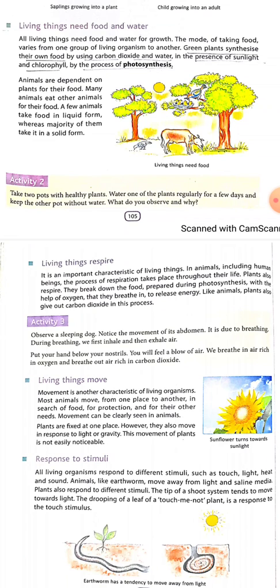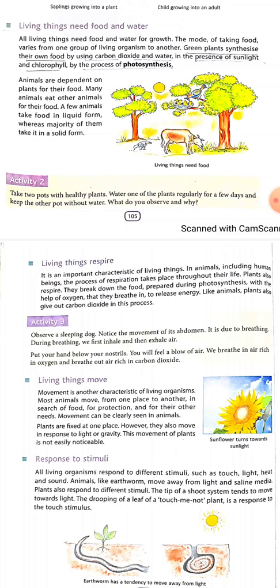Our third characteristic of living things is that living things need food and water. Students, all living things need food and water for growth. The mode of taking food varies from one group of living organisms to another. Green plants synthesize their own food by using carbon dioxide and water in the presence of sunlight and chlorophyll by the process of photosynthesis. Students, all of us know that different living organisms adopt different methods for taking their food.